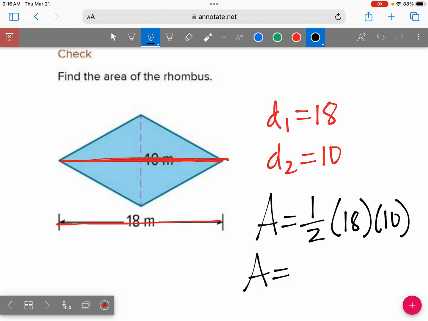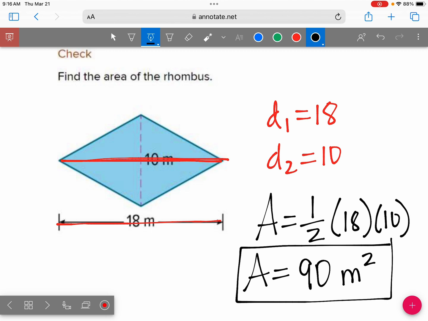Notice how it went from edge to edge. That's why I didn't have to add it twice. Because the whole length was 10 and the whole length is 18. So we didn't have to add it together. So did you get 90? 90 meters squared.